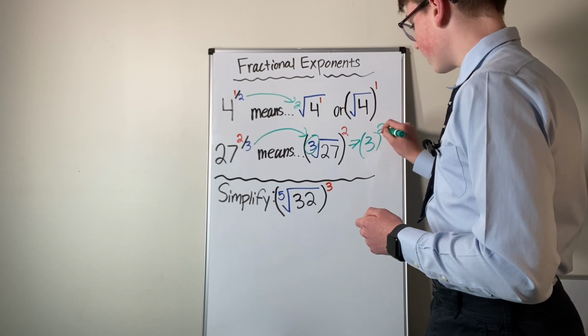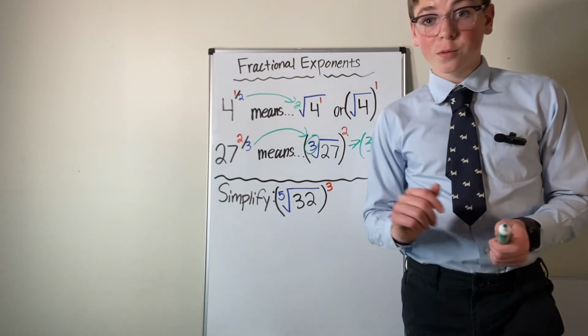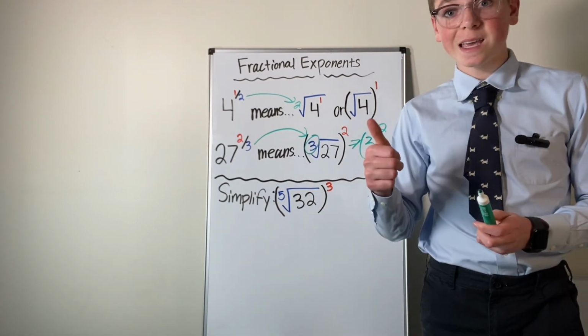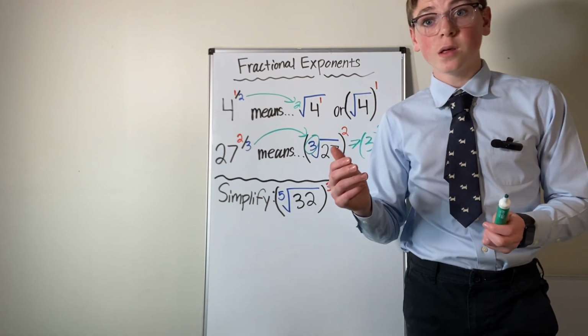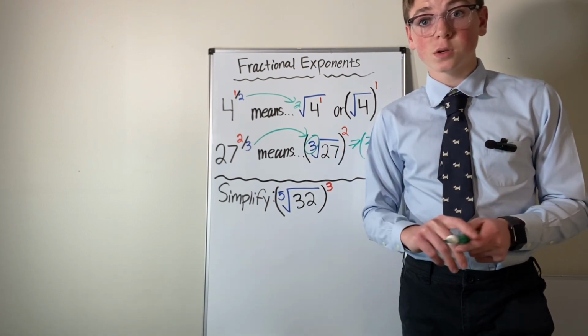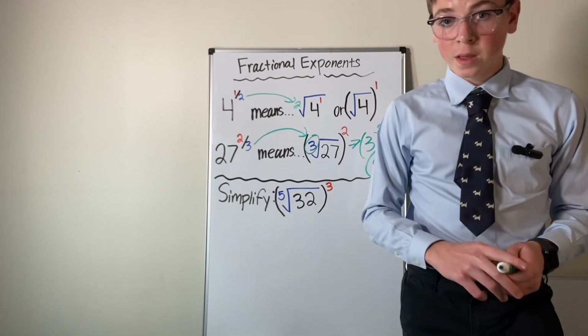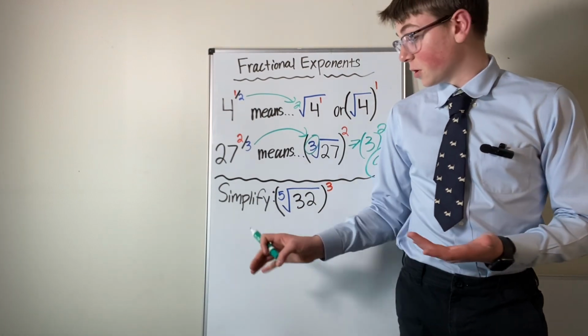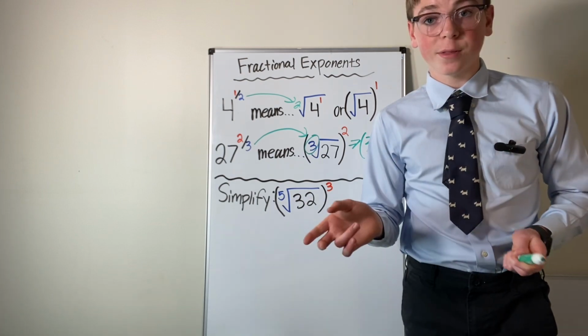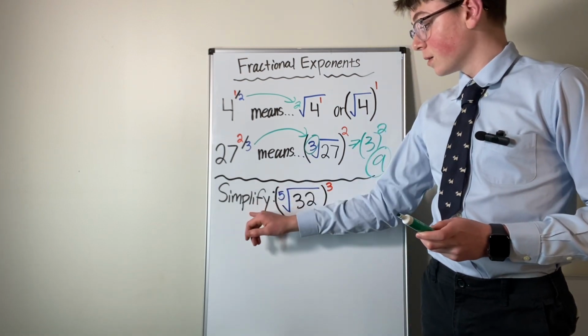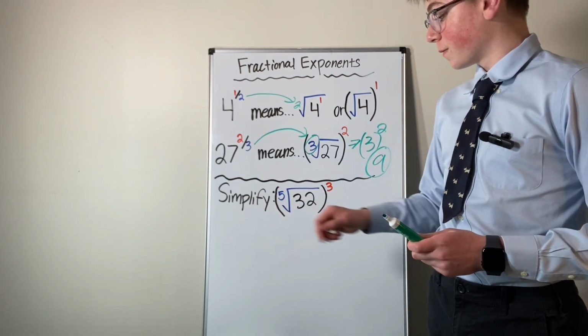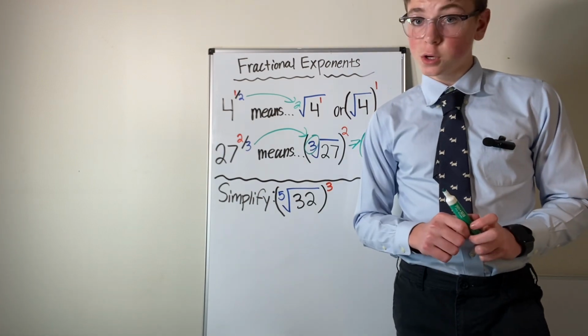And then we still have to square that. And again, 3 squared. So 3 to the second means 3 times 3, 3 times itself twice. So 3 times 3 is 9. So our answer is 9. Now, a little question here where we're applying everything we know. Simplify the fifth root of 32 quantity cubed.